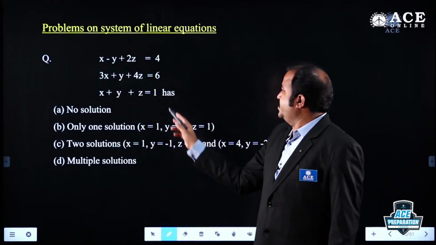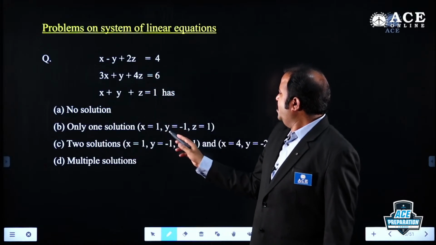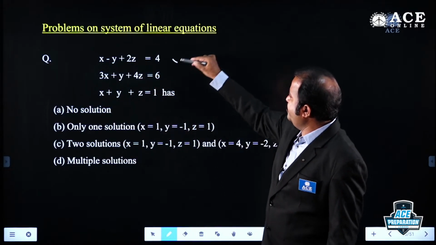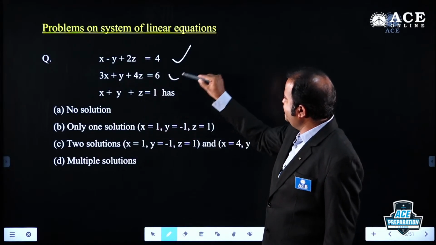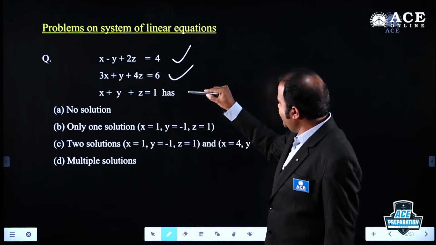Put it here: 1 minus 1, that is 2 plus 2, 4, satisfying the first equation. And the second equation, 3 minus 1, 2 plus 1, is satisfied, and the third equation is satisfied, right?